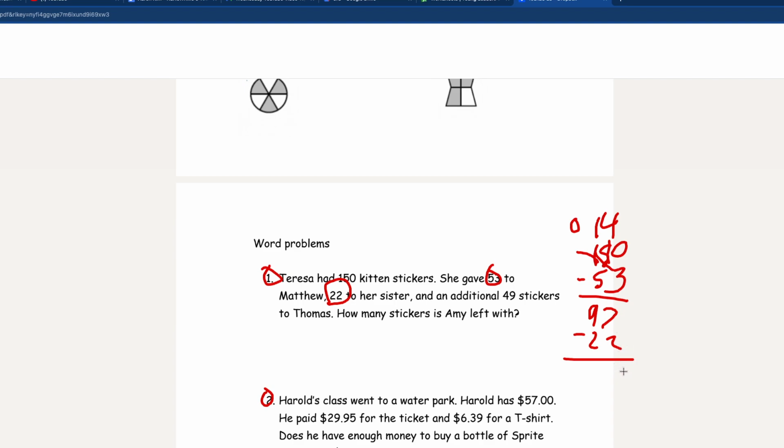So 7 minus 2 is 5. 9 minus 2 is 7. So we're left with 75, and then we have to subtract another 49. So 49. So 15. Cross out. 6 minus 4 is 2. 15 minus 9 should be 6. So how many stickers is Teresa left with? 26 stickers.